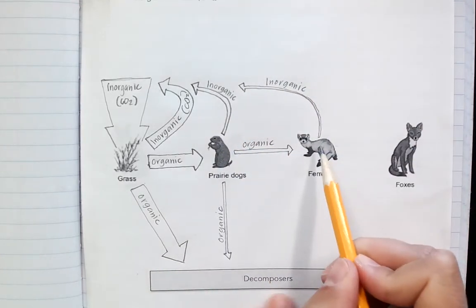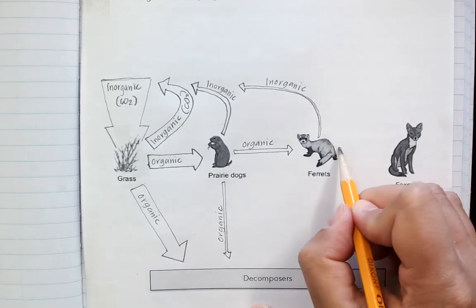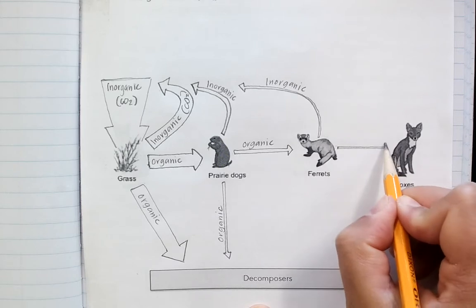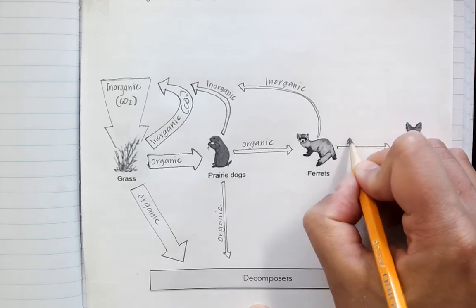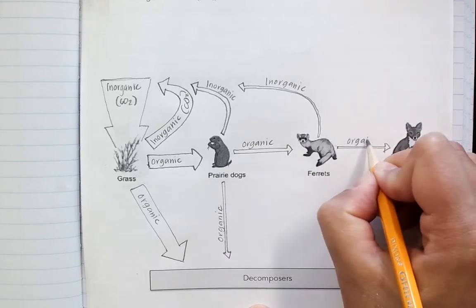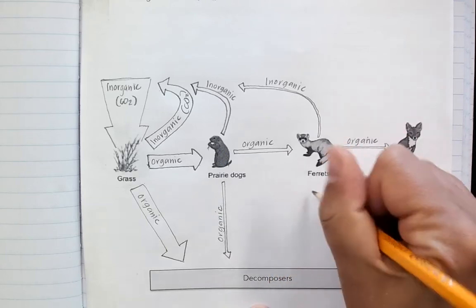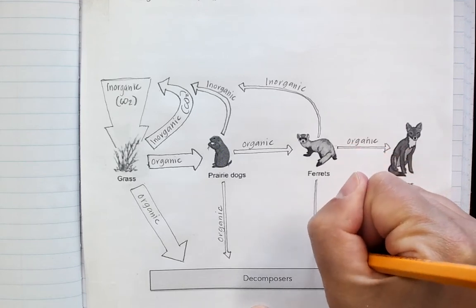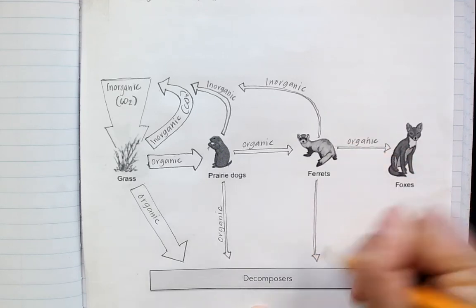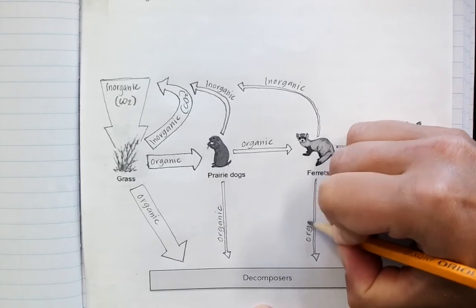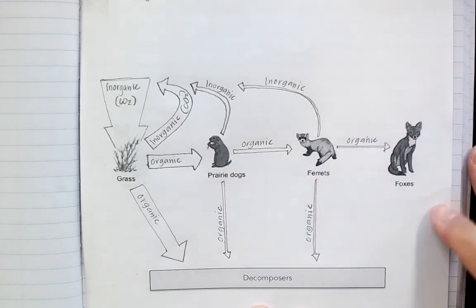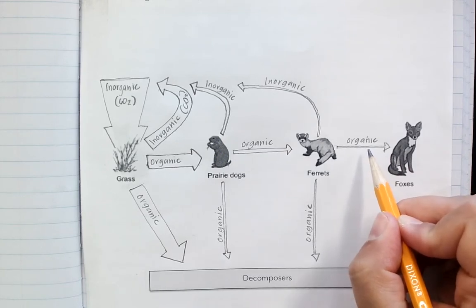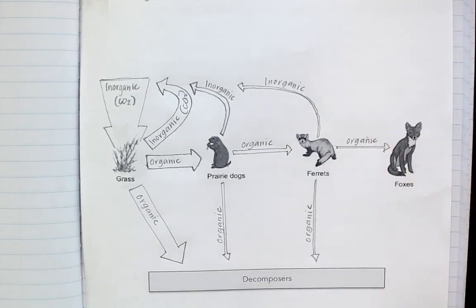So our ferrets are doing some cellular respiration. Our ferrets are getting eaten. And our ferrets are going to die. And now we've only got this little tiny bit of organic carbon that's able to make it to the foxes.